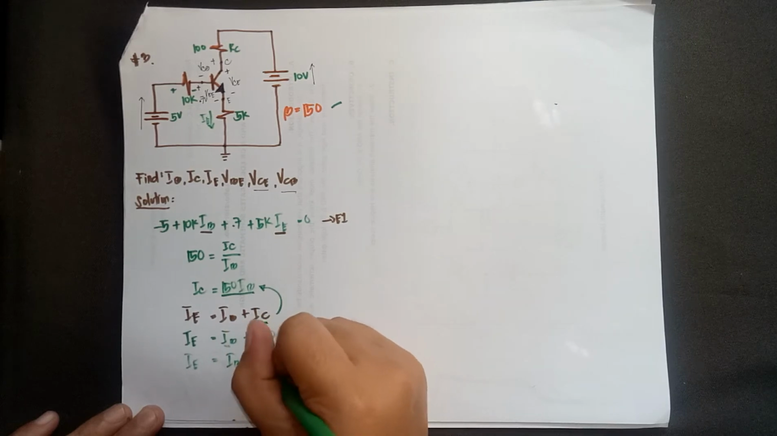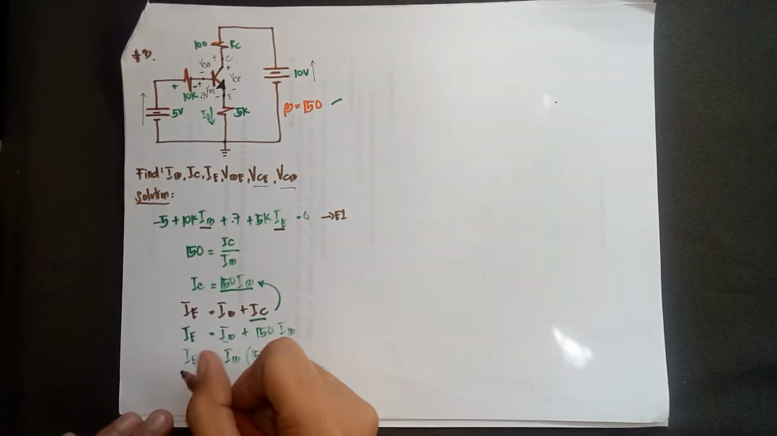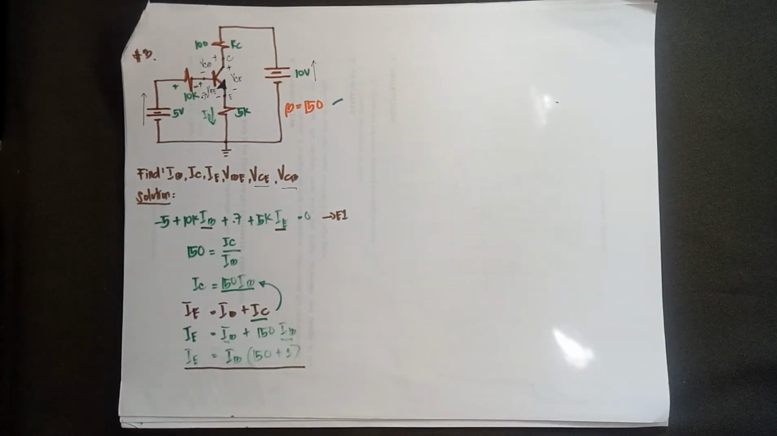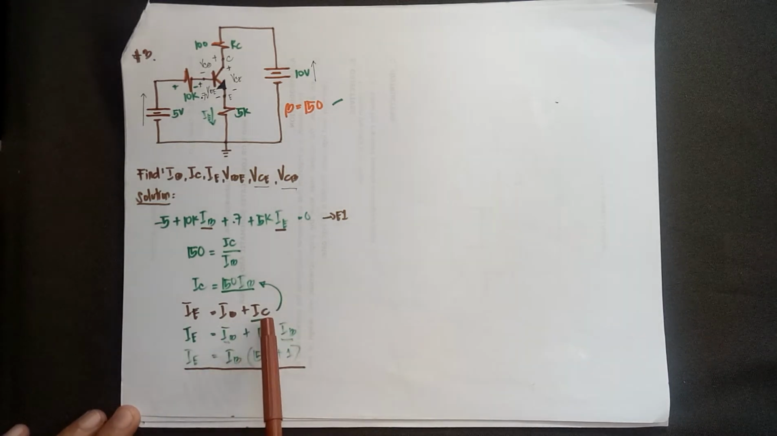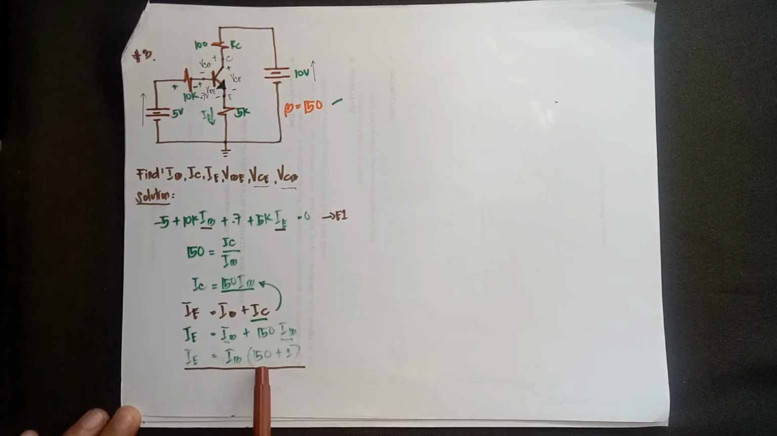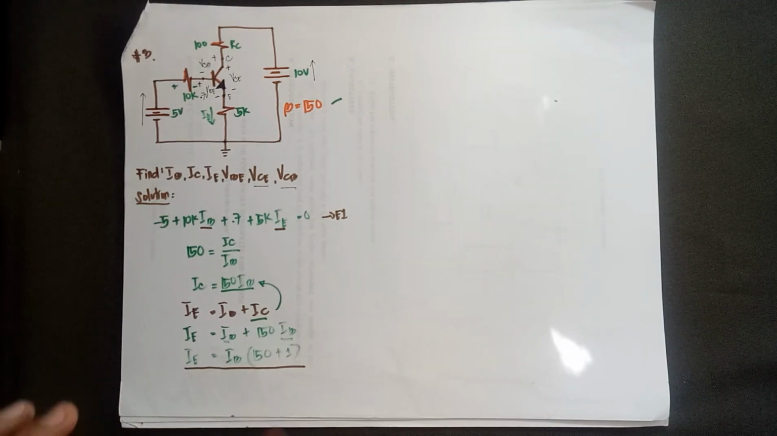So, therefore, my IE is equal to, factor ko itong aking IB, this is 150 plus 1. Okay? Ito class, tandaan nyo din to. Pwede din natin itong gamitin. Aside from tatandaan natin na IE is equal to IB plus IC, pwede din na IE is equal to beta plus 1 IB. Okay? Again, IE is equal to beta plus 1 IB. So, I now have this.